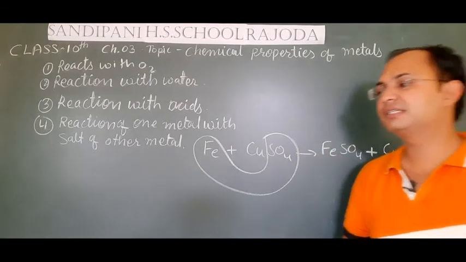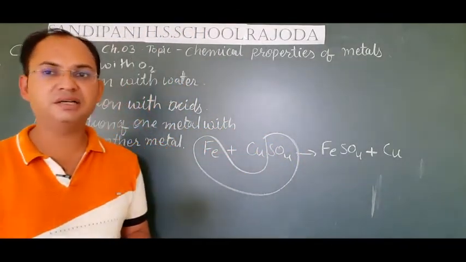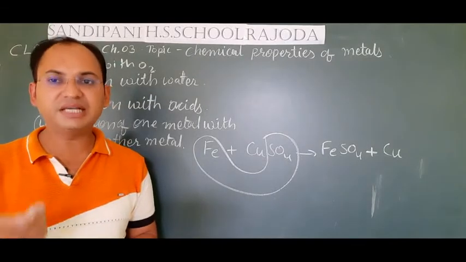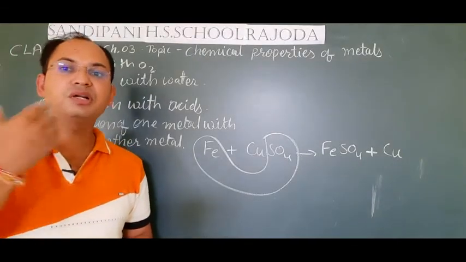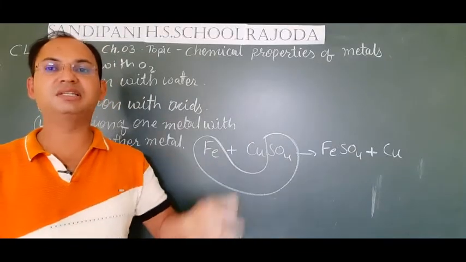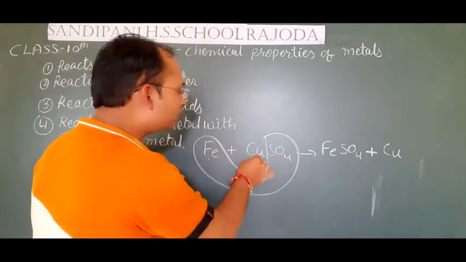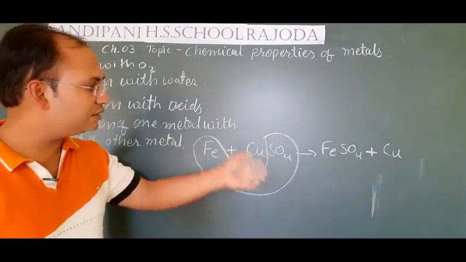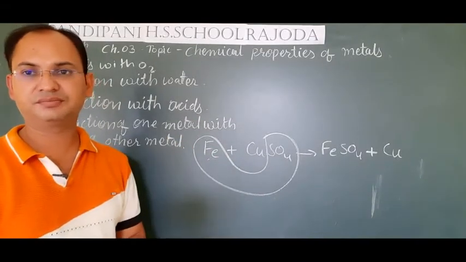In order to understand which metal will displace which metal and which metal will get displaced, we have one term, that is reactivity. The metal which is more reactive will displace the less reactive one. In this case, iron is more reactive than copper. That is why iron can replace the copper. Iron can displace the copper.